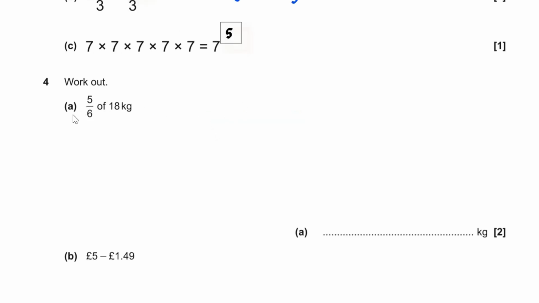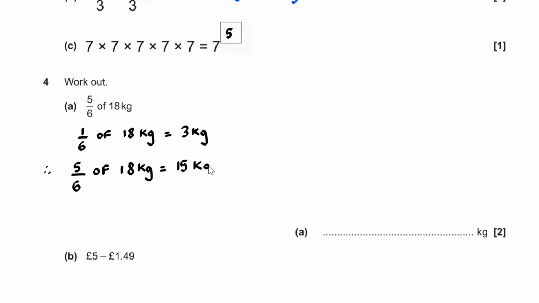Question number 4 for part A, we have to work out 5/6 of 18 kilograms. Well, 1/6 of 18 kilograms, this is equal to 3 kilograms, and therefore for 5/6 of 18 kilograms, we would have 3 times by 5, which is 15. So we've got 15 kilograms.